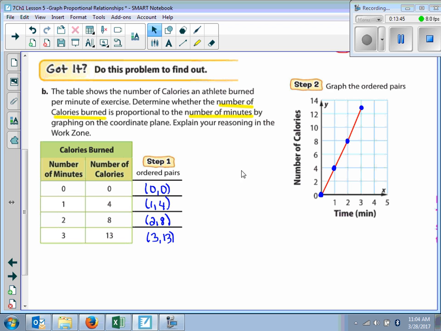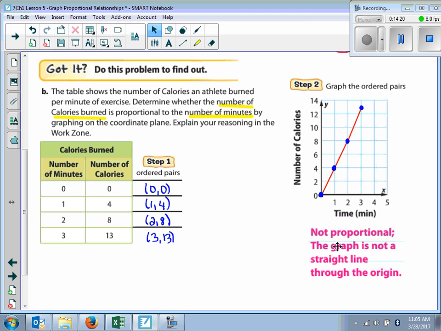All right, so we want to know, is the number of calories burned proportional to the number of minutes? Who thinks yes? Who thinks no? Okay, if you look at this graph, first of all, we see that it goes to the origin, right? That is one thing that has to happen. The other thing that has to happen is that it has to be a straight line. Is this a straight line? No, this is not a straight line, so therefore it is not proportional. The graph is not a straight line through the origin, so it is not proportional.